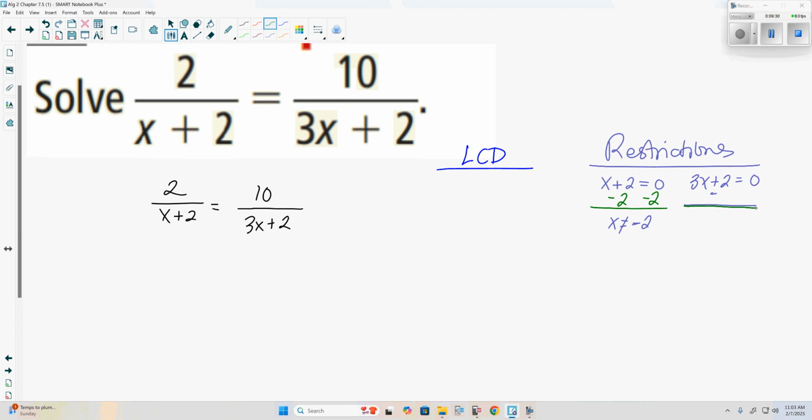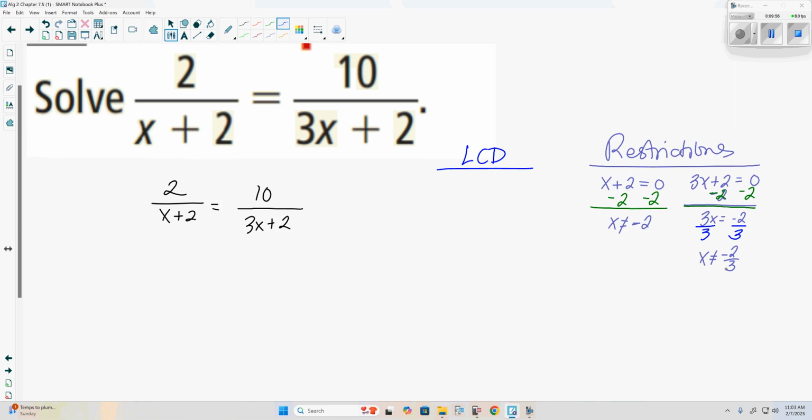For 3x plus 2, our first step would be to subtract 2 from both sides. And then we'd have to divide by 3, telling us that x cannot be -2/3. So if we get -2 or -2/3, it would be one of our restrictions. We throw it out.